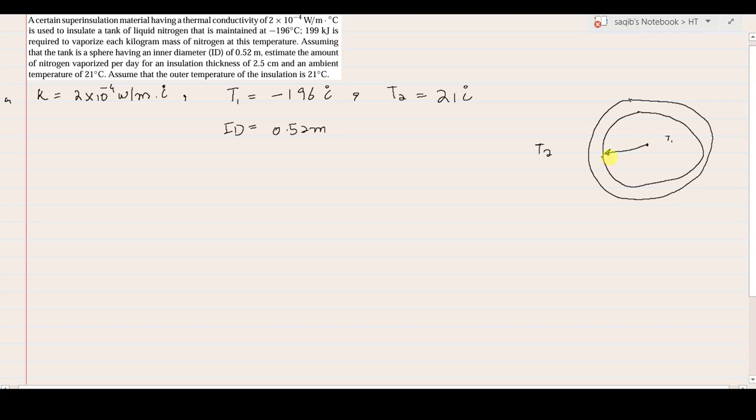Now the thickness of this sphere tank is also provided. We call it x, and that is 2.5 centimeter. If you convert that into meter, just divide it by 100 and you will get 0.025 meter.